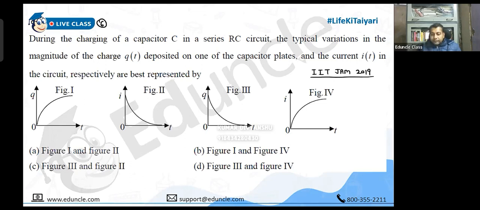Very good. No, Ritika. See, it is option A. Figure 1 and figure 2, charging and discharging. Okay, let me tell you about this.